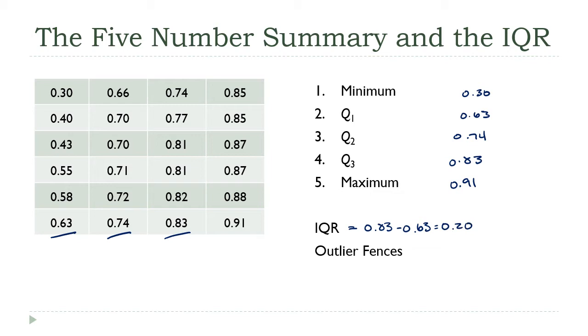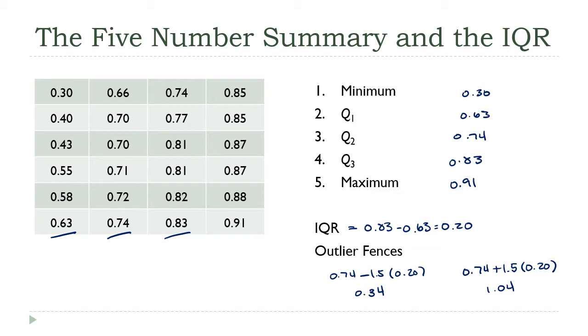Then these fences, it's the median, that's 0.74, plus 1.5 times the IQR. And that's the upper one. Let's do the lower one here. That's minus. And the upper one is 0.74 plus 1.5 times the IQR. All right, so you do the numbers here. This is 1.04, and this one is 0.44. Excuse me, 0.34. A little arithmetic error. There we go.